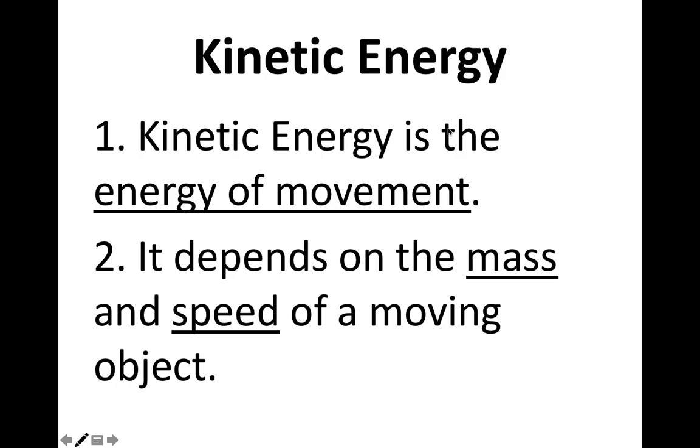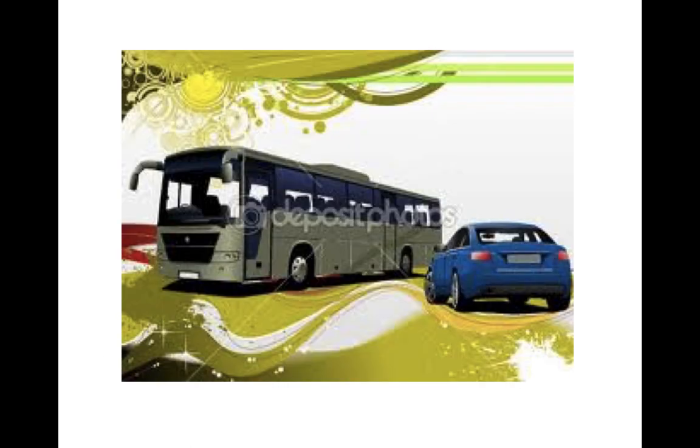Kinetic energy is the energy of movement. It depends on the mass and speed of a moving object. Basically, anything that moves has kinetic energy. So a large bus has a lot of kinetic energy. It moves slowly, but it has a lot of mass, and so it has a lot of energy. This car is a lot lighter, but it moves faster, so it also has a lot of kinetic energy.